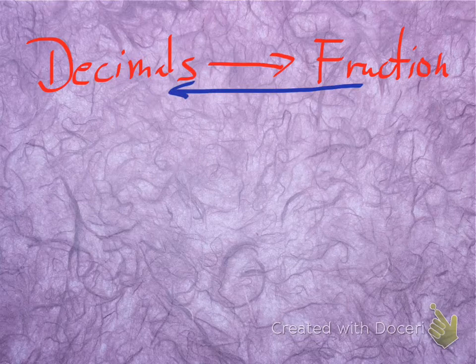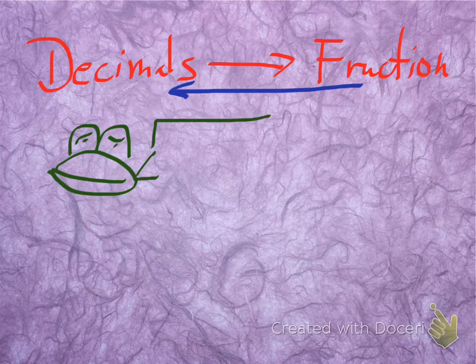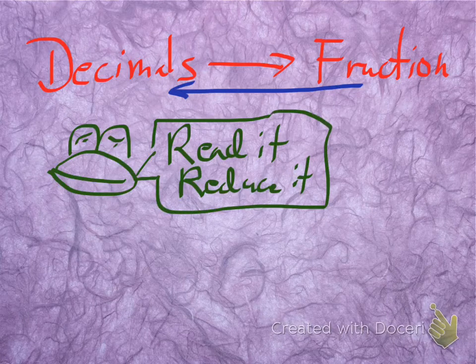Now, changing decimals into fractions, I've actually got this cool way to do these. It's called, think like a little frog. Okay, there's a little froggy. And what do frogs say? Ribbit, ribbit. And so the frog is actually telling you how to change a decimal into a fraction. What he's really saying, if you listen closer, is he's saying read it, reduce it. Read it, reduce it.